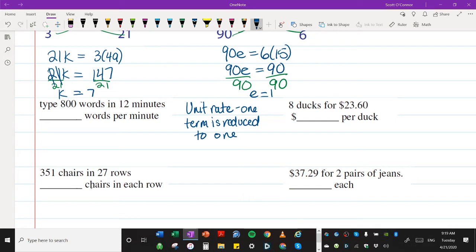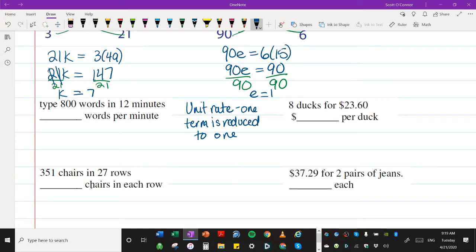The way we usually say that term that's reduced to 1 is we say per minute. You can see per duck, each row. Each is another word we could use. Per, each. These are words that show us you've reduced one of the terms to 1. Now, the problem that students have is that they know they have to divide to get the answer, but they divide the wrong term by the wrong term.